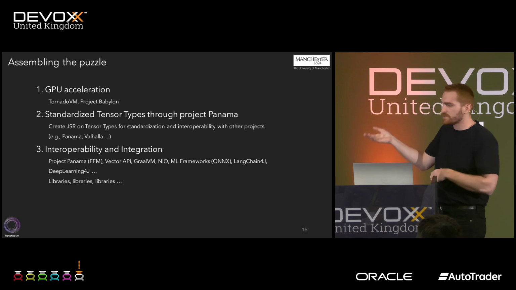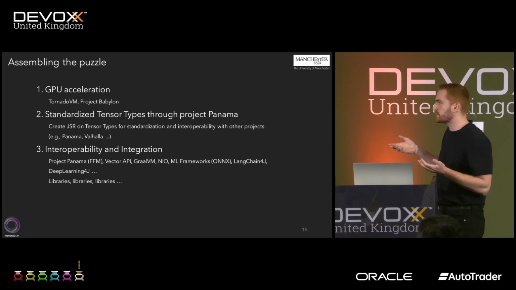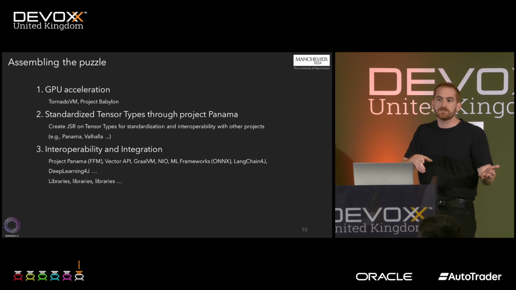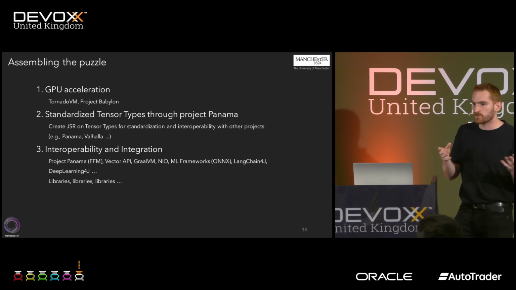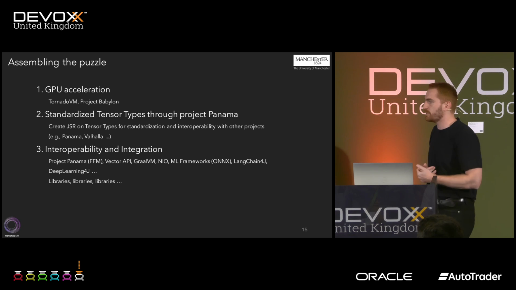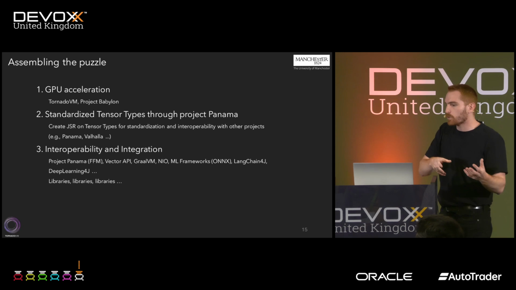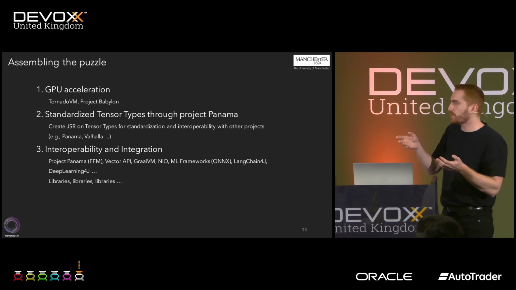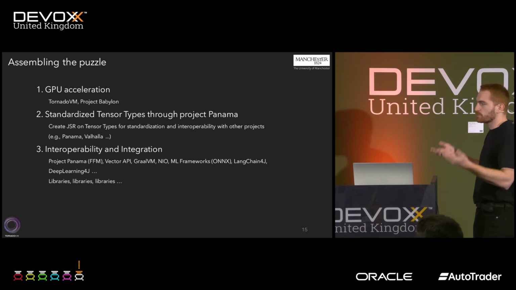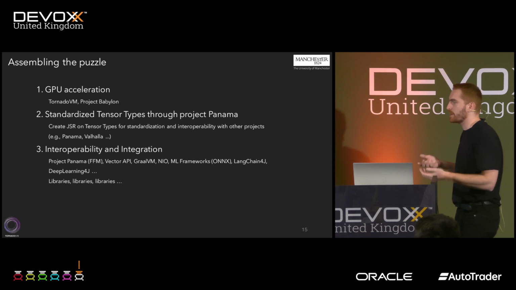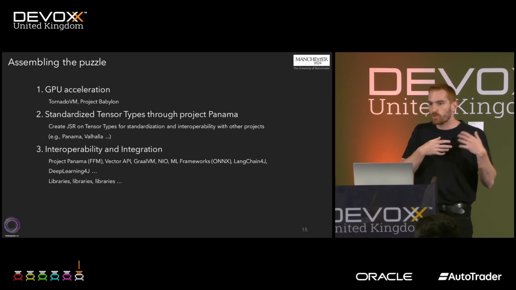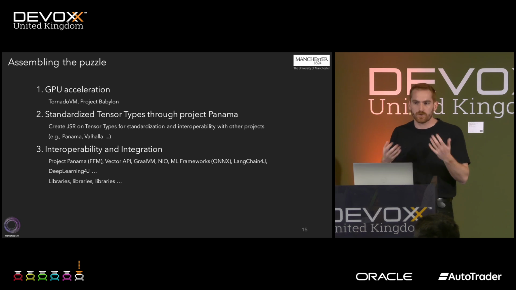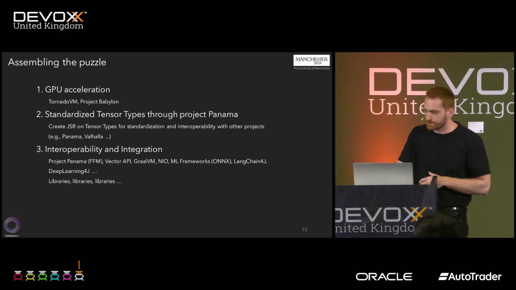So potentially we can have a JSR to standardize the tensor types, and I think we can base that on Project Panama. Memory segments are a great baseline for this interoperability, and eventually Valhalla. Then we can use these data types for interoperability and integration with Project Panama itself, the Vector API, GraalVM, direct buffers, ML frameworks that have Java bindings, LangChain4j, Deep Learning for Java, and more libraries, because we expect that more libraries are going to start showing up in the Java ecosystem.